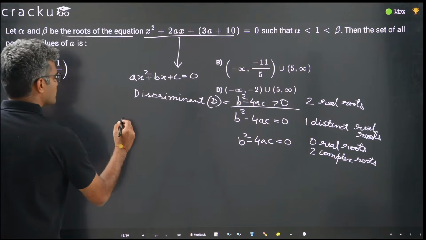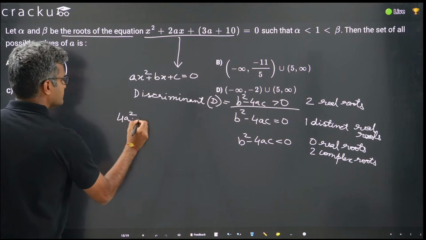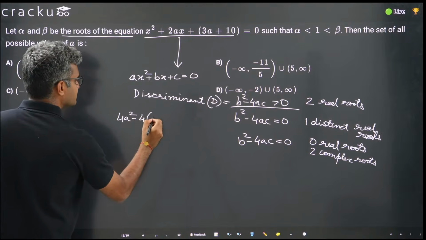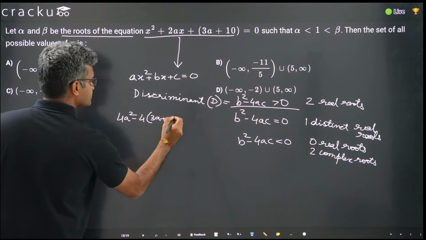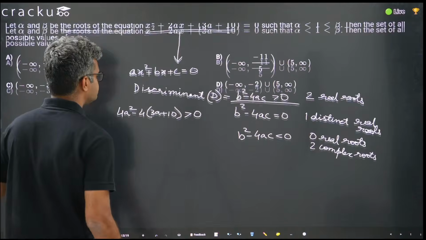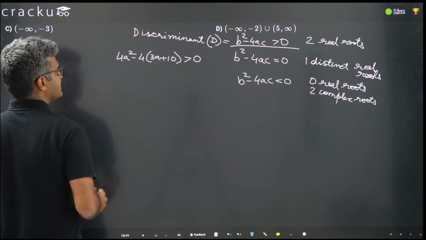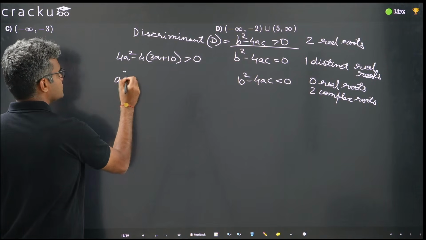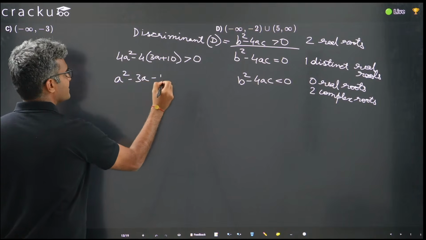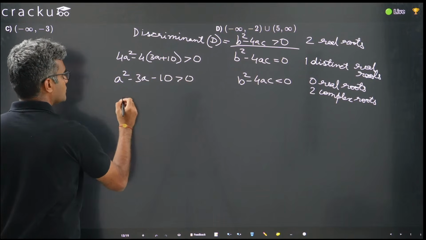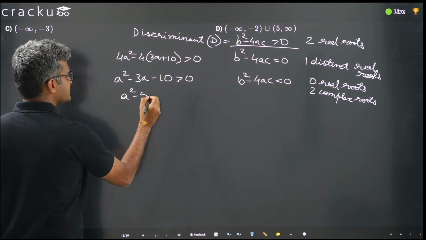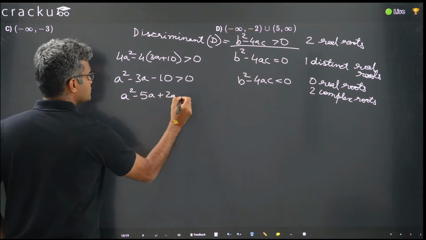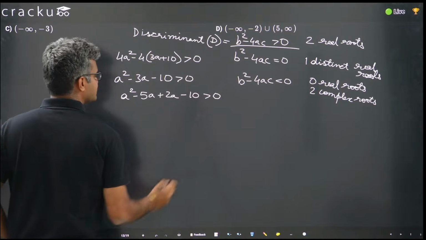That will be 4a square minus 4 times 3a plus 10. This has to be greater than 0. You can divide this entire inequality by 4. So this is a square minus 3a minus 10 is greater than 0. This is a square minus 5a plus 2a minus 10 is greater than 0.